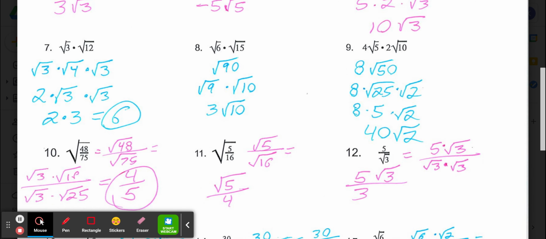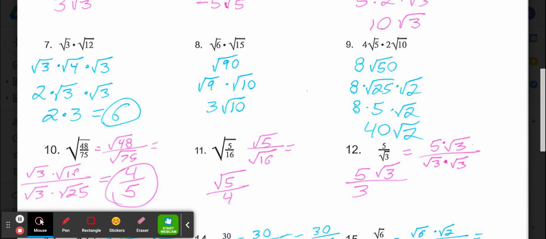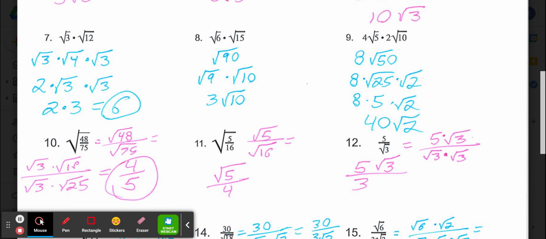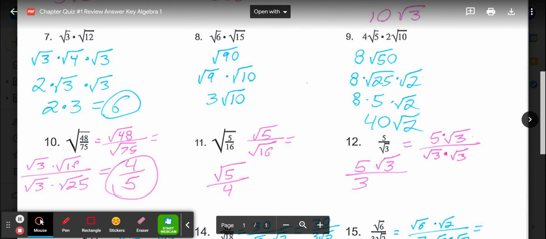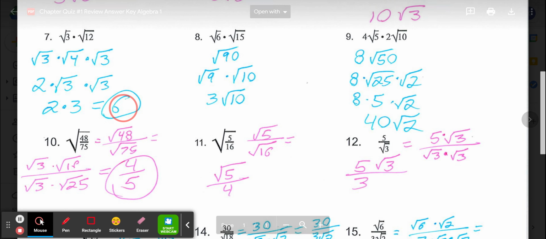In 7, we have the square root of 3 times the square root of 12. So we could multiply them first and then factor, or we could factor individually. Well, the square root of 12 is the same as square root of 4 times square root of 3, and the square root of 4 is 2. So I'd have 2 multiplied by that original square root of 3, and the square root of 3 from the 12. Square root of 3 times square root of 3 is just 3, so 2 times 3 gives us our final answer of 6.